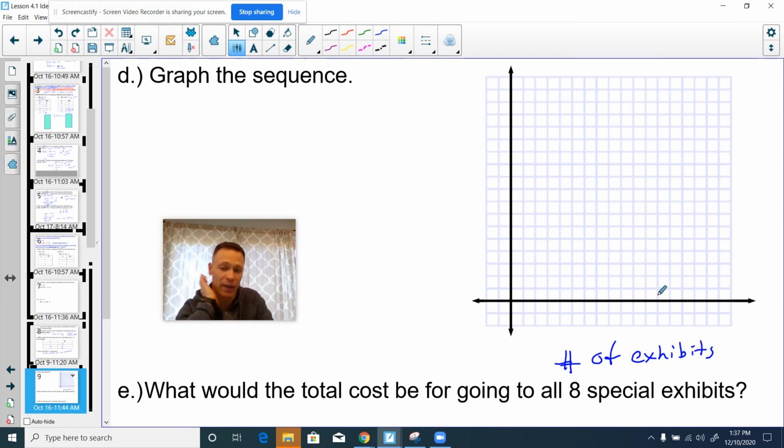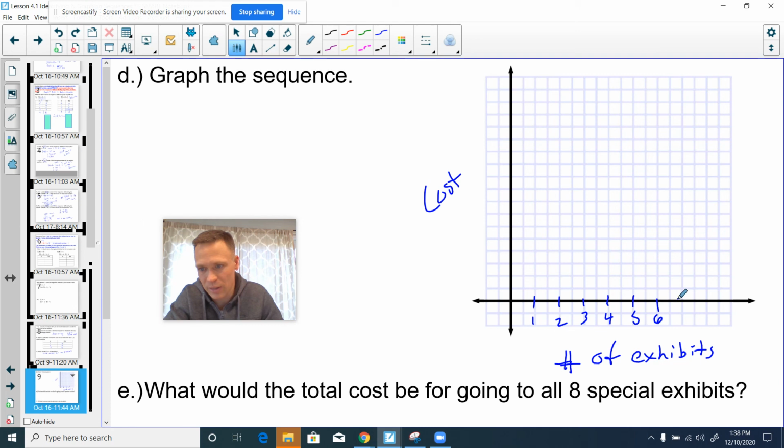right? And then as I change the number of exhibits, what is affected? Well, it's cost, right? I'm not gonna write this very well, but it's gonna be cost. You can put money spent or whatever. It's gonna be how much money you spend in the museum, right? So it's 8 exhibits I can potentially see. So I'm gonna go every other one and go 1, and then 2, 3, 4, 5, 6, 7, 8 exhibits.